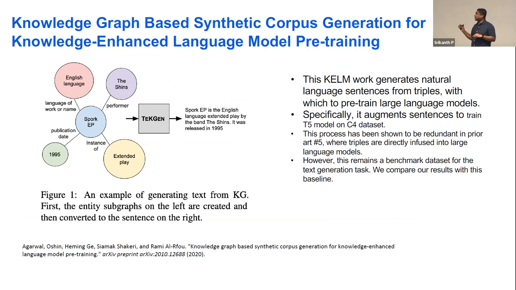So it's not just plain X is related to Y. It's an actual natural language sentence which is generated and given to the large language model during training. This showed that the T5 model performs better. But the drawback here is they are converting triples into sentences, which itself can bring its own errors.